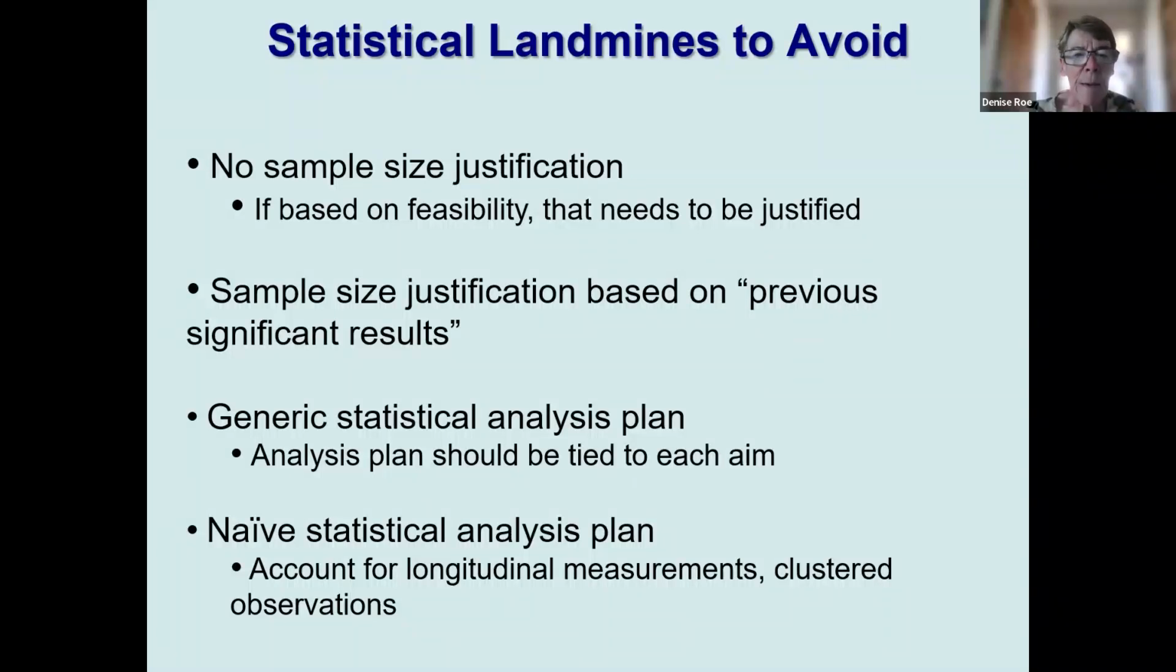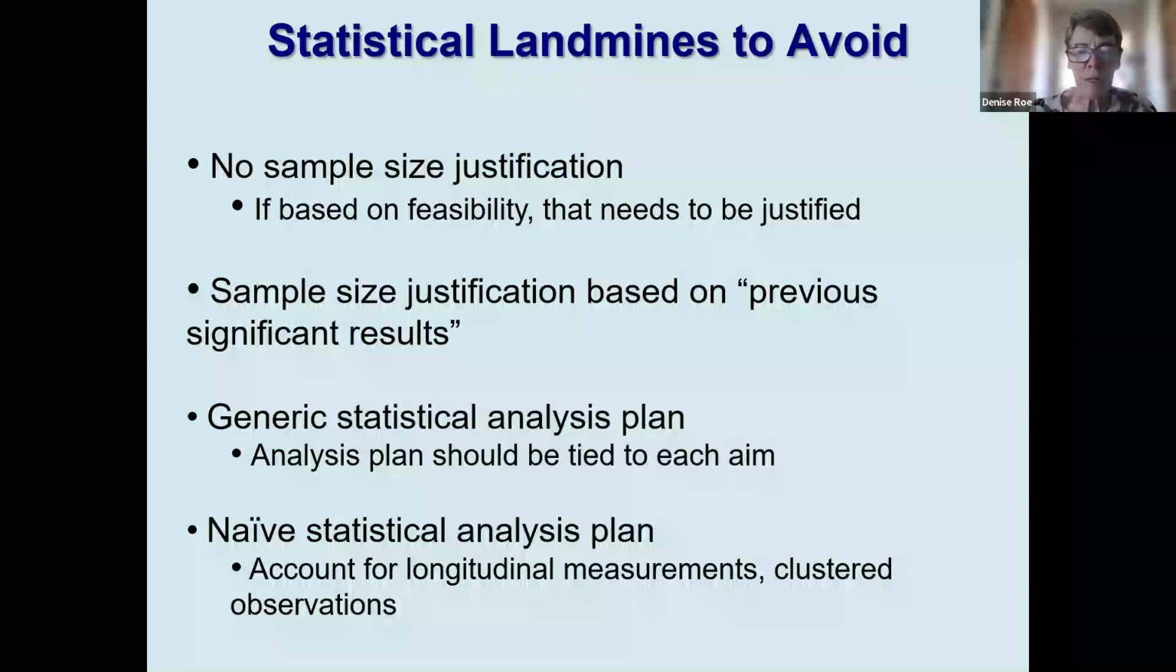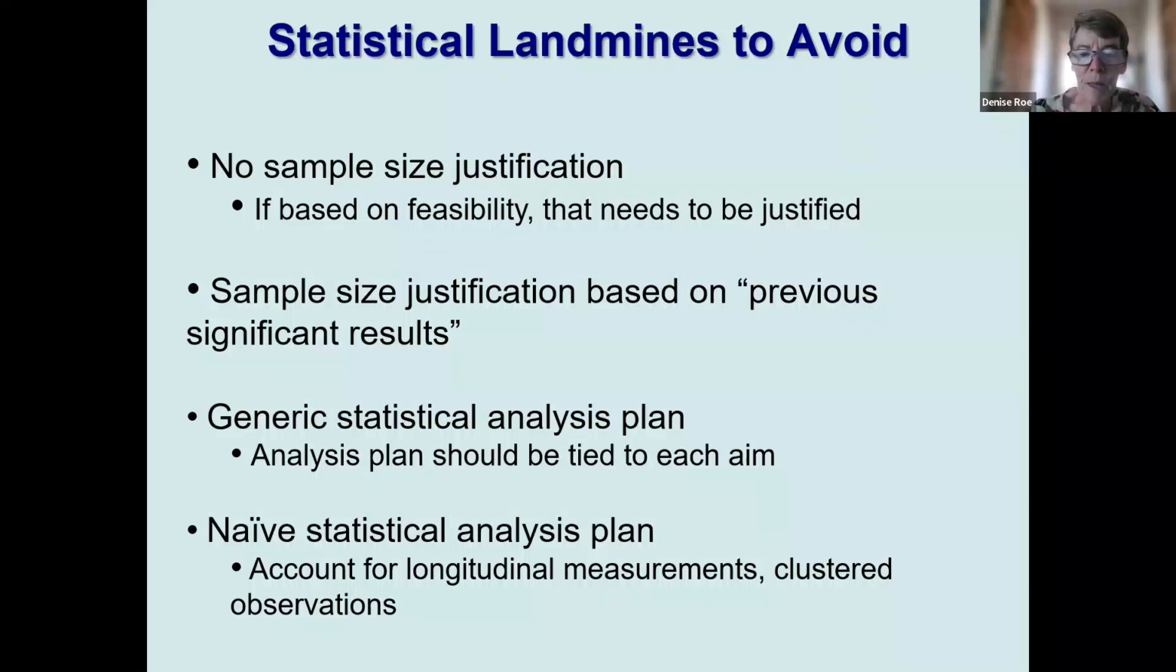I've seen people do things like sample size justification based on previous significant results. That's not an appropriate sample size justification. A generic statistical analysis plan: I've actually seen people just basically take the statistical methods from a paper and embed it in their grant application. And that just doesn't work. And a naive statistical analysis plan. If you have clustered observations, and I'll show you an example where we had to include the fact that we were going to have cohorts of individuals, we need to account for that in the analysis.